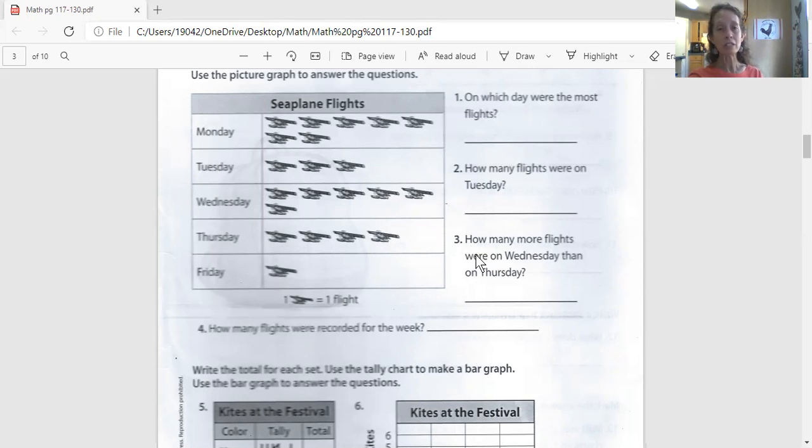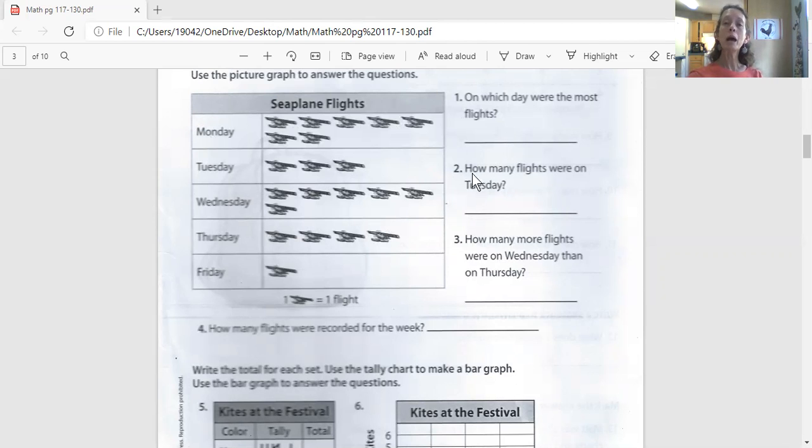Well, the picture graph is nice because all you have to do is look at the pictures to see which one has the most. And I can see that it looks like this has a lot and this one has a lot. But if I look here, I can see one more than this one. So on which day were the most flights happening? There it is. It's Monday. So my answer for number 1 is going to be Monday.